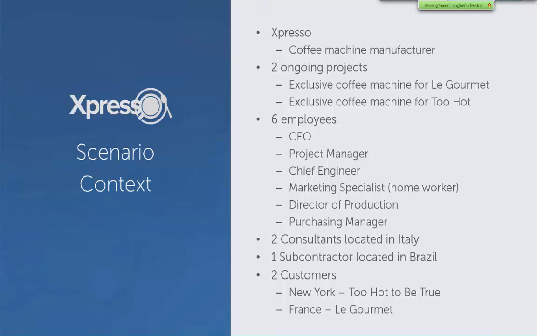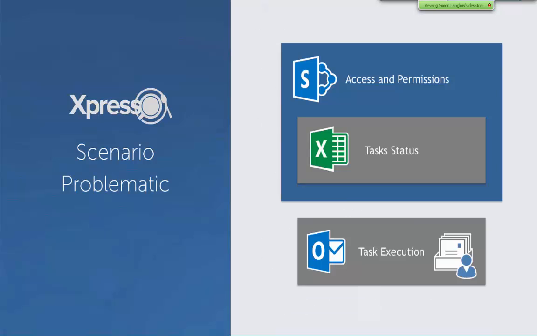We have a small team of 6 people. We're working with consultants abroad in Italy and Brazil. We also have 2 main clients that are financing the project, the machine developments. The team is currently tracking deliverables in an Excel spreadsheet that is shared on a cloud file repository. It could be SharePoint in our case. It can also be any file system, file server, or cloud sync and share solution.